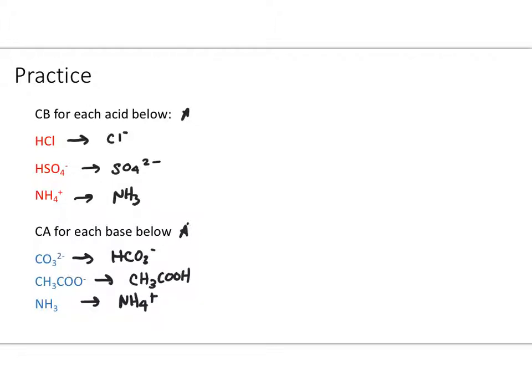Okay, so basically, you need to think about what the formation of the conjugate base means relative to the original acid, and you need to think about what the formation of the conjugate acid means relative to the original base. And if you guys can do that, you'll be fine at predicting your products for acids and bases.